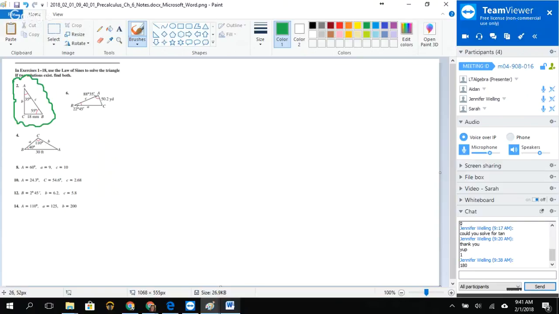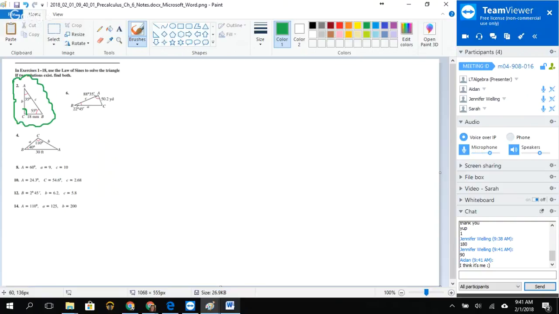So we were just looking at number 2. We know that angle A is 35. Angle B is 55. So what does that leave for angle C? It's got to be 90 degrees, right? 35 plus 55 is 90, so this has to be 90 degrees. So this is going to be a really easy one to solve.